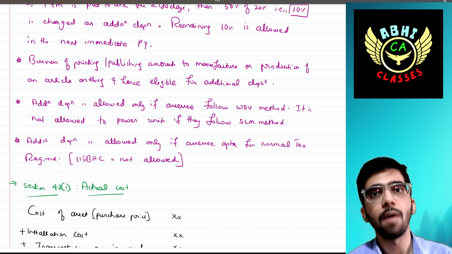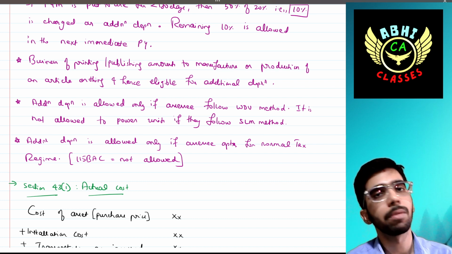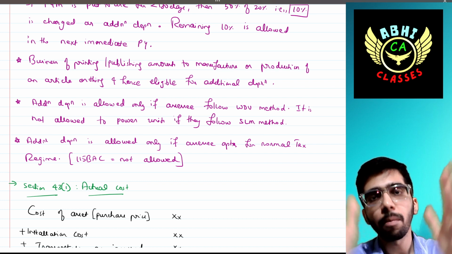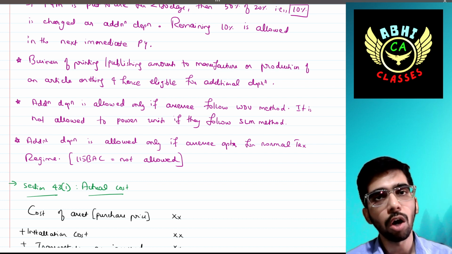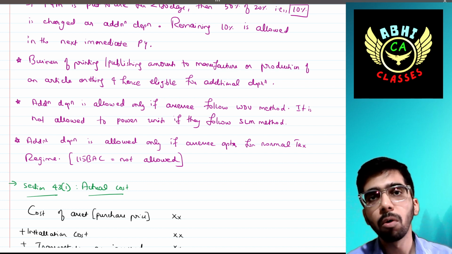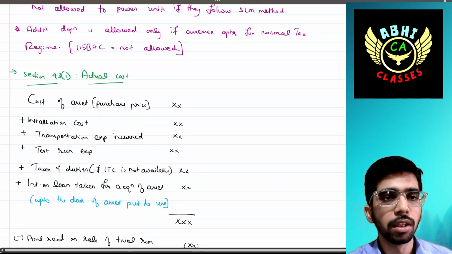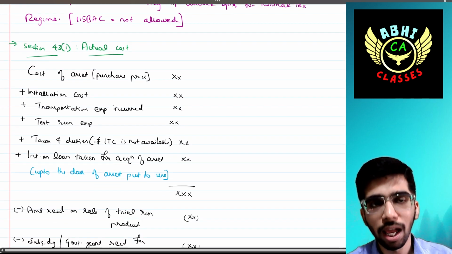If he opts for 115BAC, that is the new tax regime, then additional depreciation would be nil. Only normal depreciation can be claimed. If he opts for only the old regime, then both depreciations can be given, additional as well as normal. Then section 43 subsection 1, actual cost.